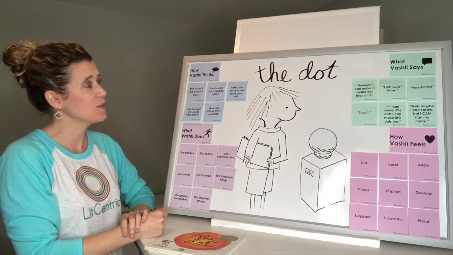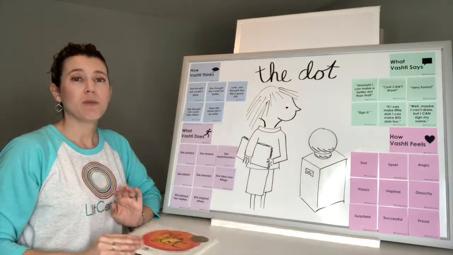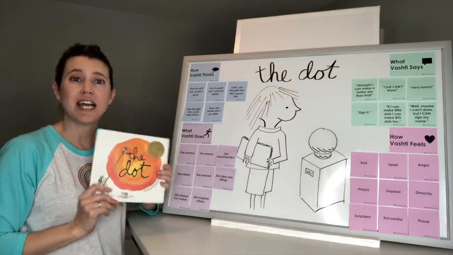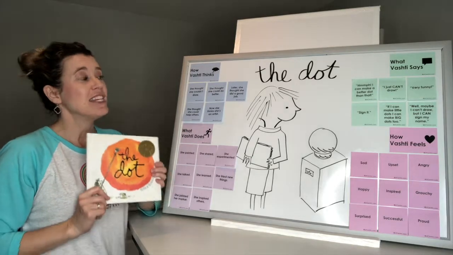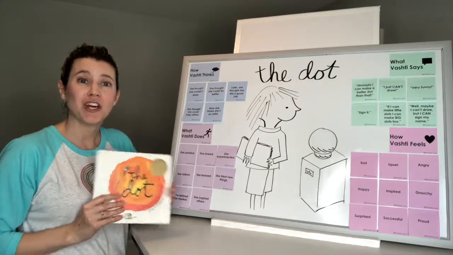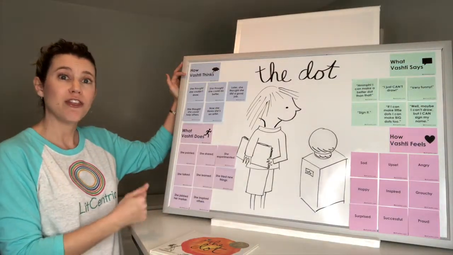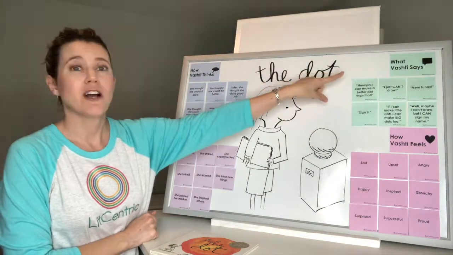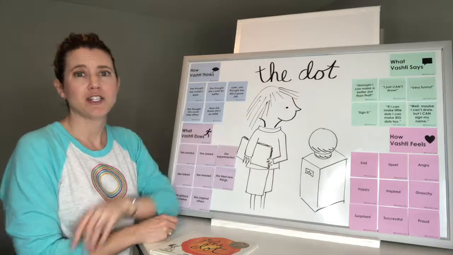So when I do this lesson with students, I will have the 4 header cards up, and we will have already read the book and done our text-dependent questions and enjoyed it, at least maybe on the first day. The next day, we'll come and take a look at this bridge chart. Now, our 4 categories are how Vashti thinks, what Vashti says, what Vashti does, and how Vashti feels.